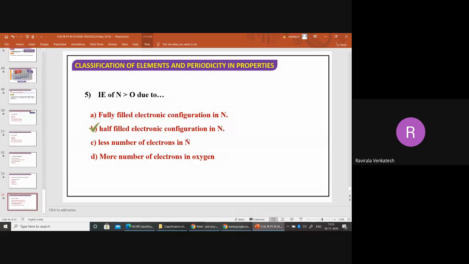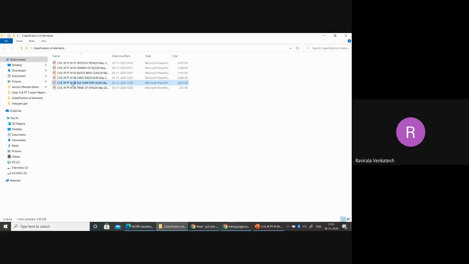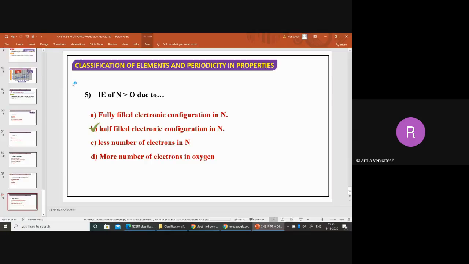Okay, 5 minutes are there. I will complete this within 5 minutes. Next topic, I will give just the introduction. Electron gain enthalpy. I will give only the definition, and the remaining I will discuss tomorrow.